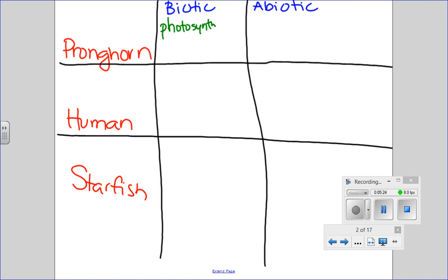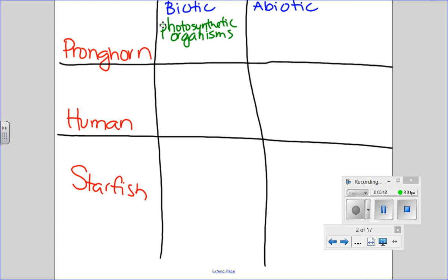Photosynthetic organisms. Now, you could put photosynthetic organisms in any one of these categories and have a point. Photosynthetic organisms affect basically everything else that could exist in a food chain. They are the source, they are the spot where energy enters the food chain.